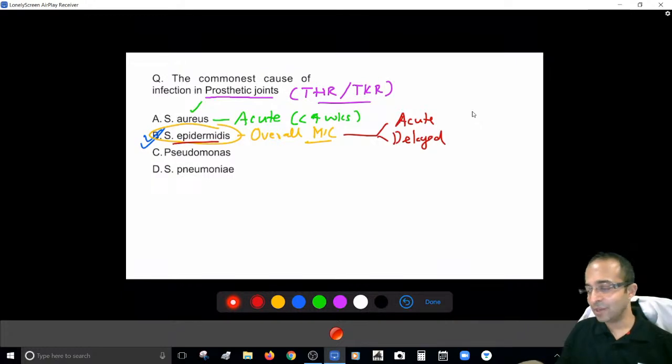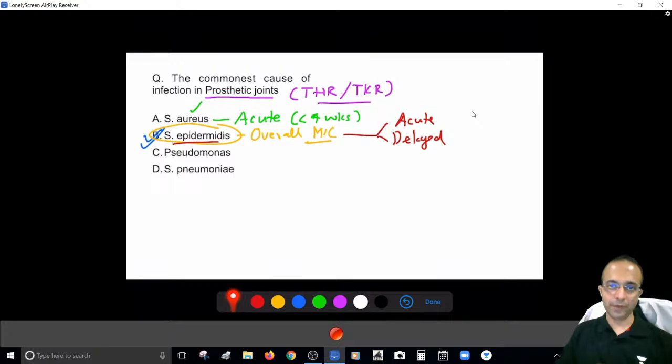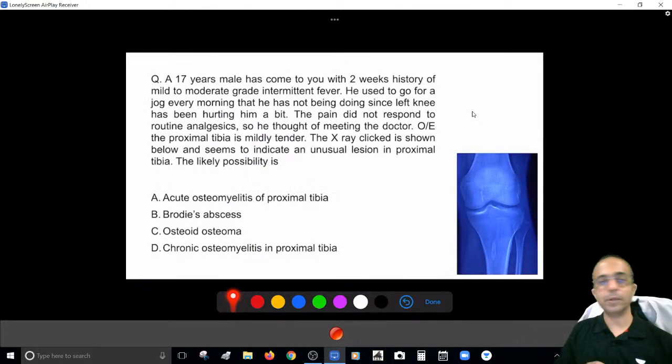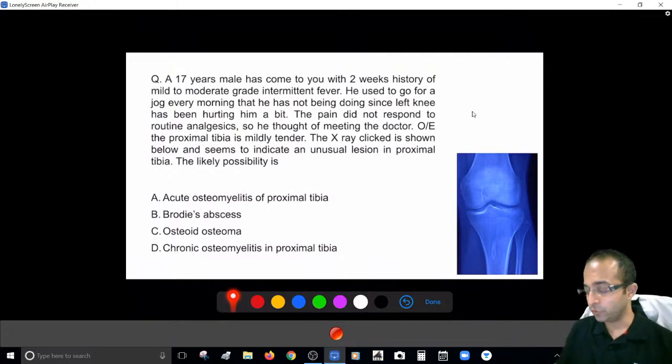Clear? So I hope you are clear with the causes of osteomyelitis overall, in special situations and in cases of prosthetic joints. Now we can quickly move a little further and take up this second one. That's more or less a question based upon the INICET pattern. In INICET, you generally find clinical scenarios, X-rays and clinical history given together, so that you integrate knowledge from radiology, orthopedics and your clinical experience. That is the classical integrated pattern, and you're going to have it very soon in the next pattern. So, reading this question out to you.